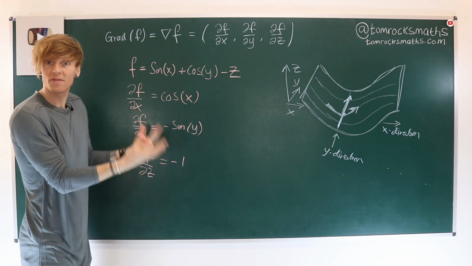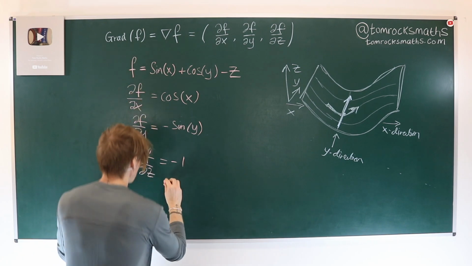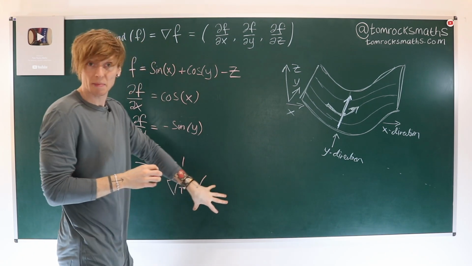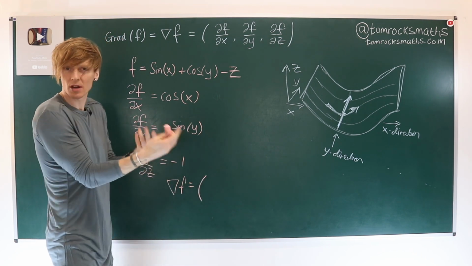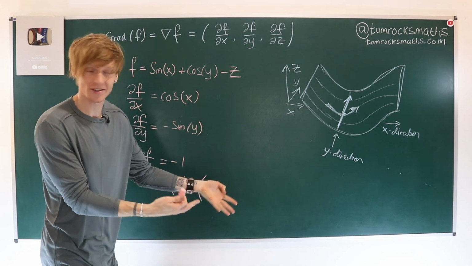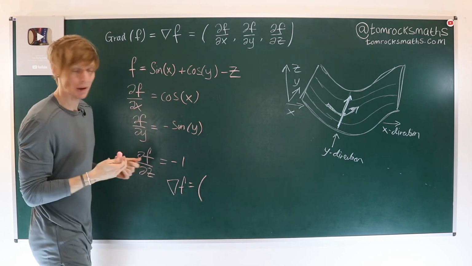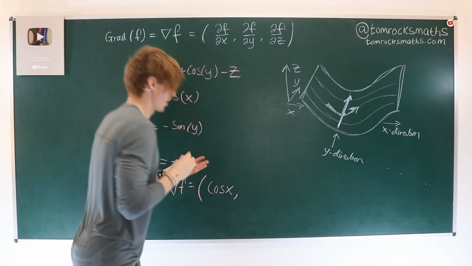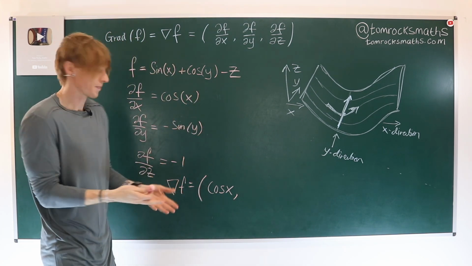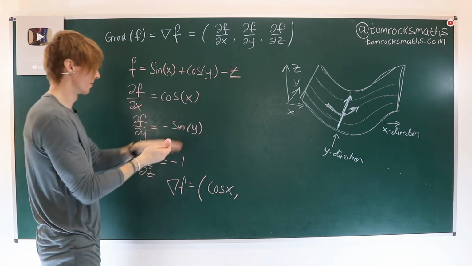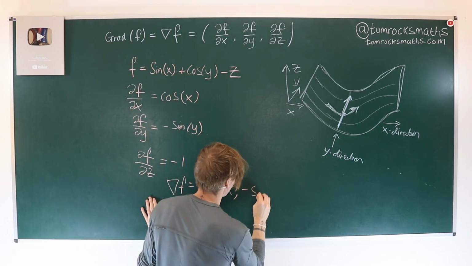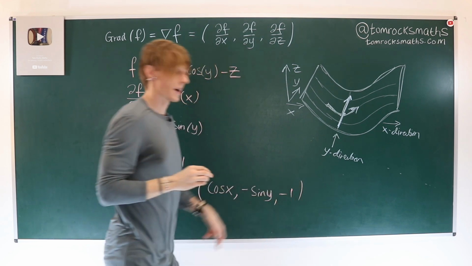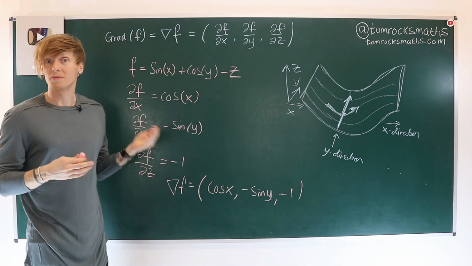So our gradient vector, grad of f in this example, would be equal to the first component in the x direction. How is our function changing in the x direction? It's exactly the x partial. So it's cos of x. How does our function change in the y direction? Well, that's just the y partial, minus sine of y. And then how does it change in the z direction? That's the z partial, which of course was minus 1.